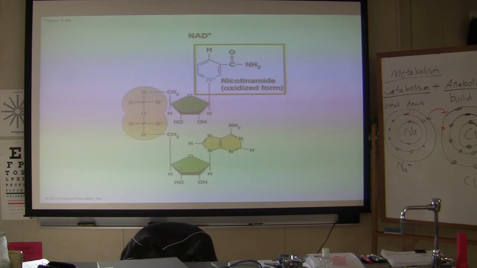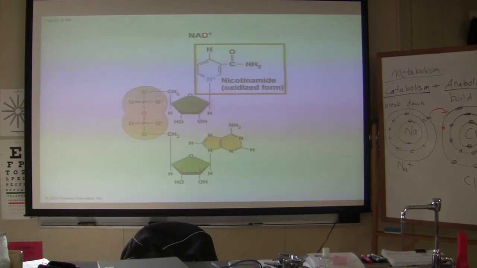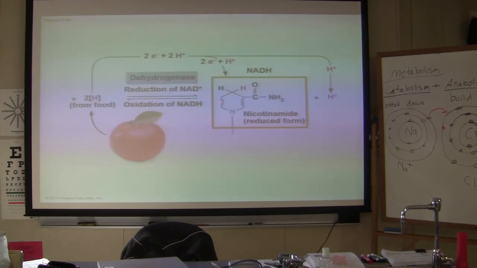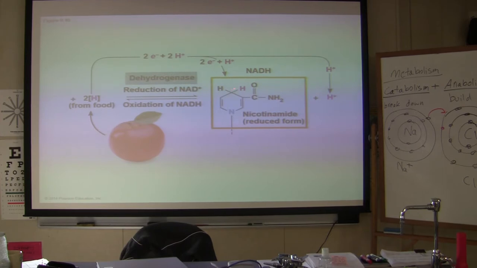Okay. Anyhow, this is the NAD. As you can see, there is no hydrogen here. There is one, but there's supposed to be 2. And here it is, NADH, there are 2 of them.